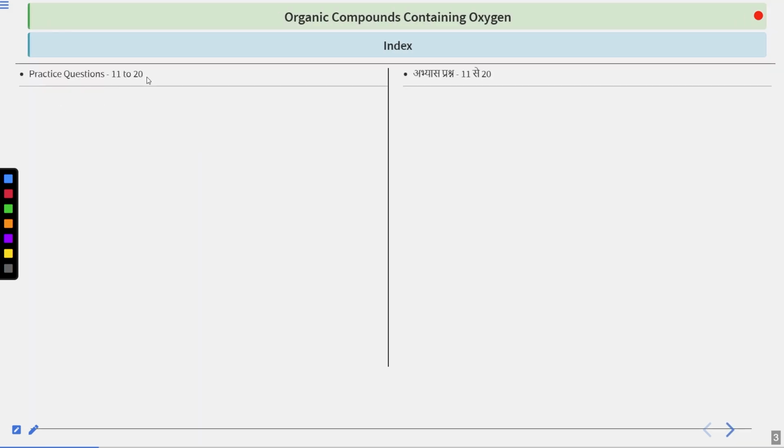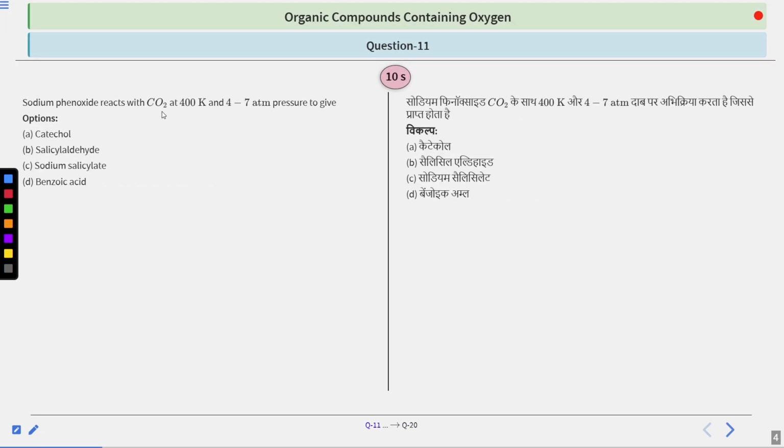Practice questions 11 to 20. Our first question: sodium phenoxide reacts with carbon dioxide at 400 Kelvin temperature and 4 to 7 atmospheric pressure to give what?